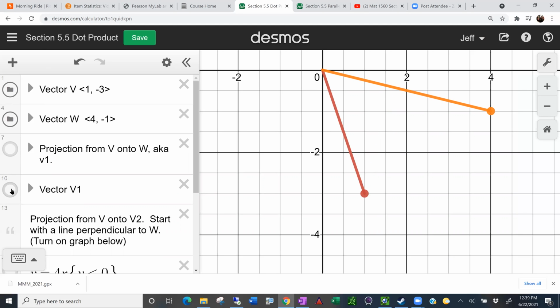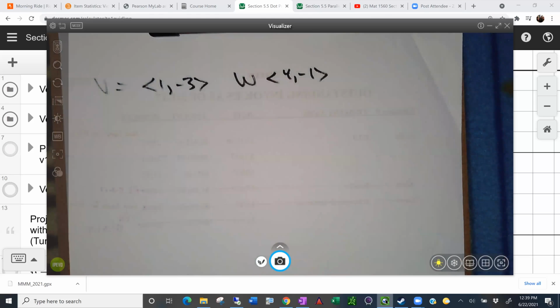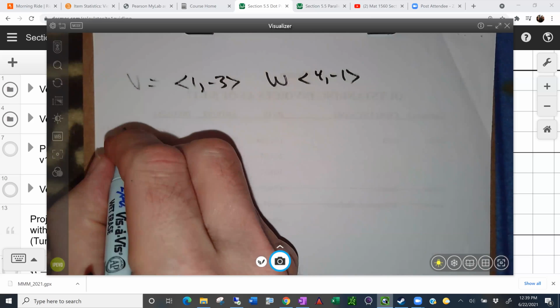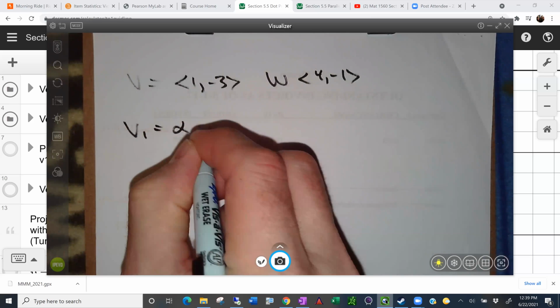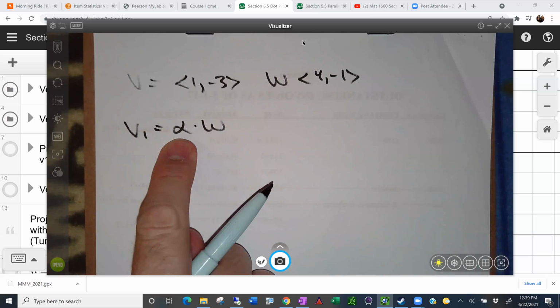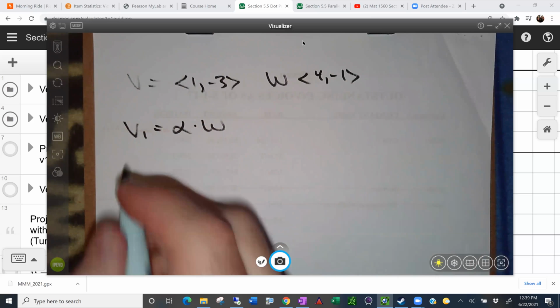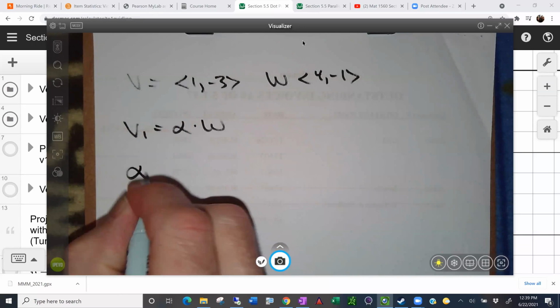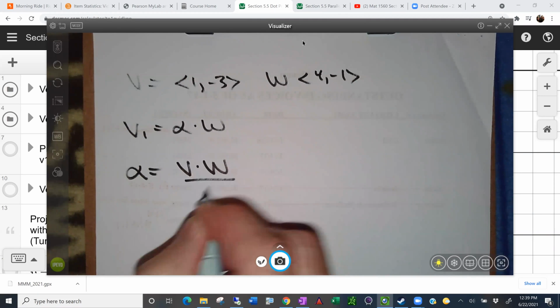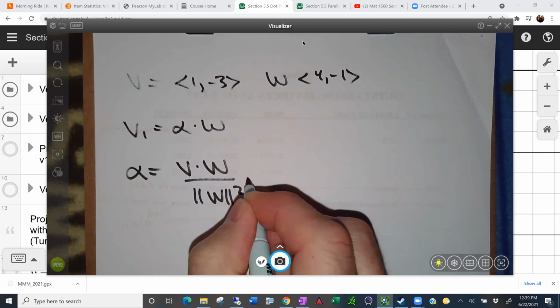All right, so let's write those down. I want to try and find two vectors, V1 and V2. So V1 is just going to be some alpha times W, because they're going to be parallel. It's just going to be a stretched version of W. And how do you calculate alpha? Alpha is going to be the dot product of these two divided by the length of W squared.